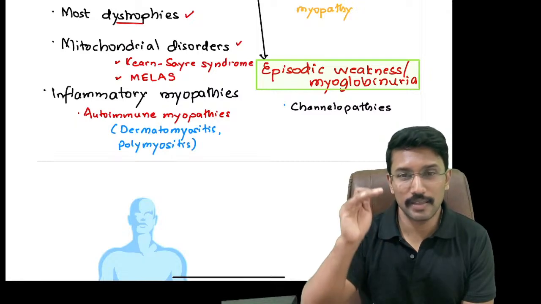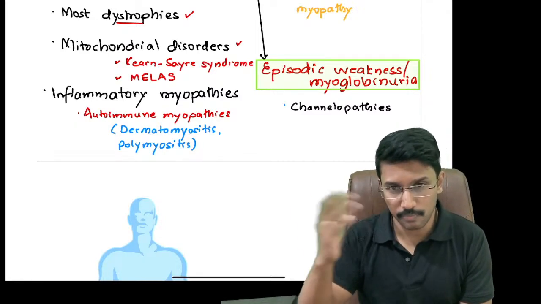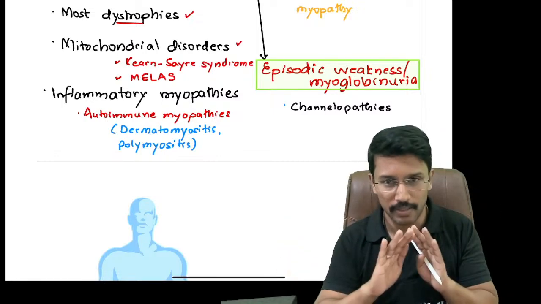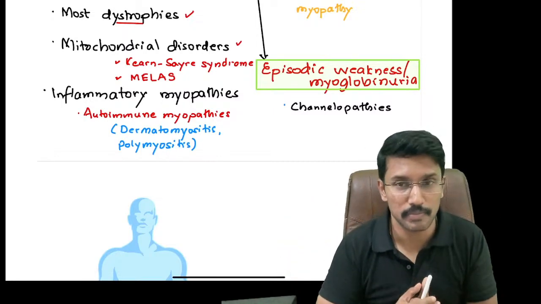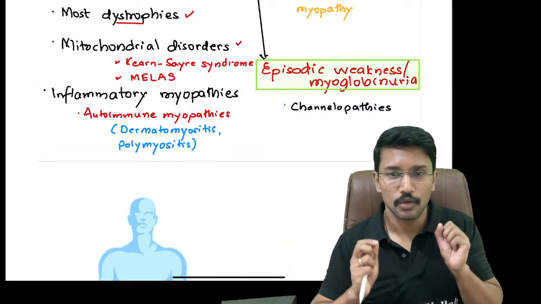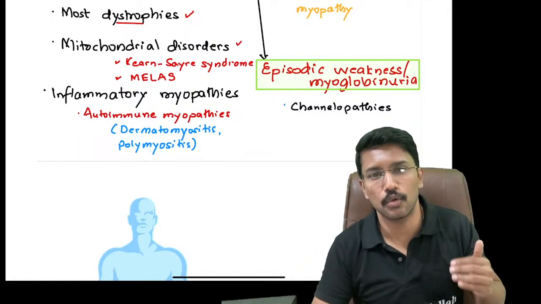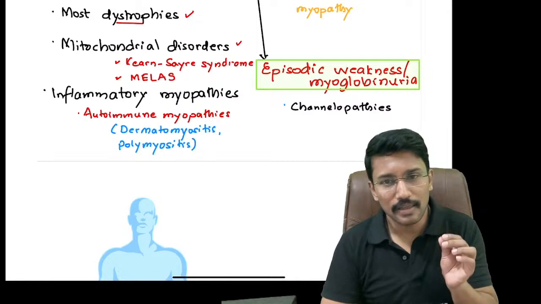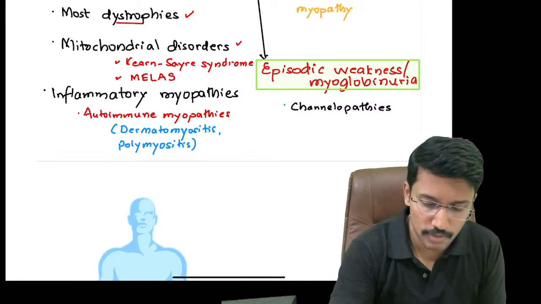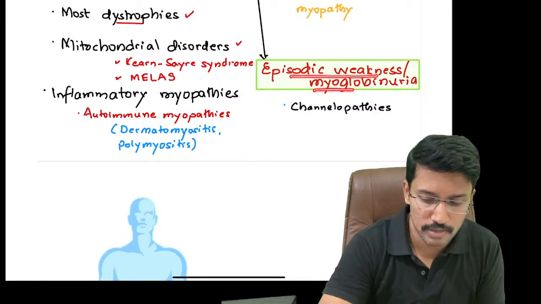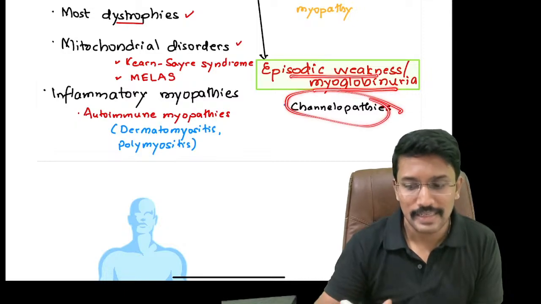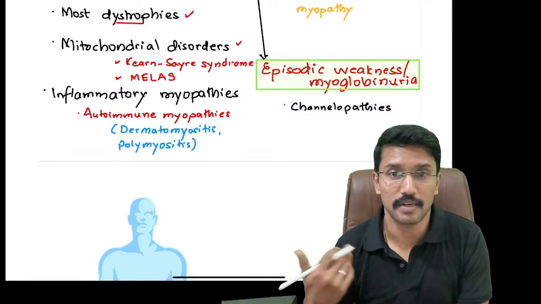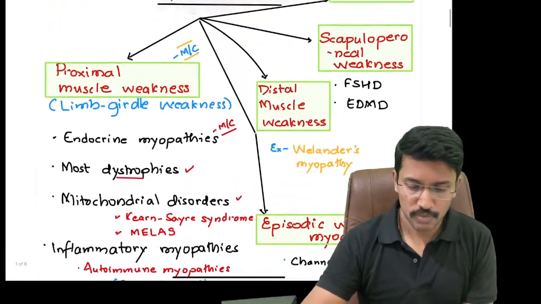But obviously, when the electrolyte level goes a critical level below or above, then the symptoms will appear. Otherwise, in between, when the electrolytes are fine, the patient may not have symptoms. So that is why these patients do not have a persistent weakness like you have in mitochondrial disorders or the muscular dystrophies. They occur in episodes. So whenever you think of a patient presenting with episodic weakness or myoglobinuria, you have to think of channelopathies: sodium channels, potassium channels, or calcium channels being affected. So this is the approach.